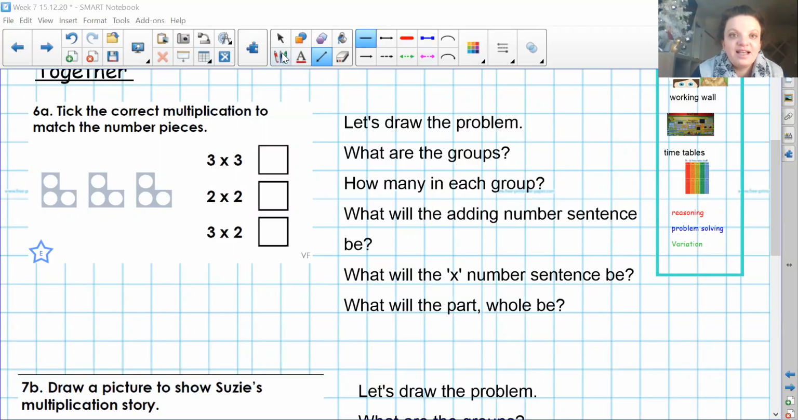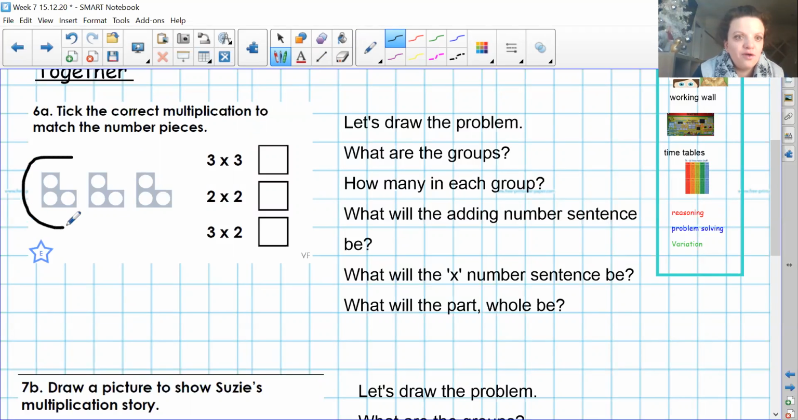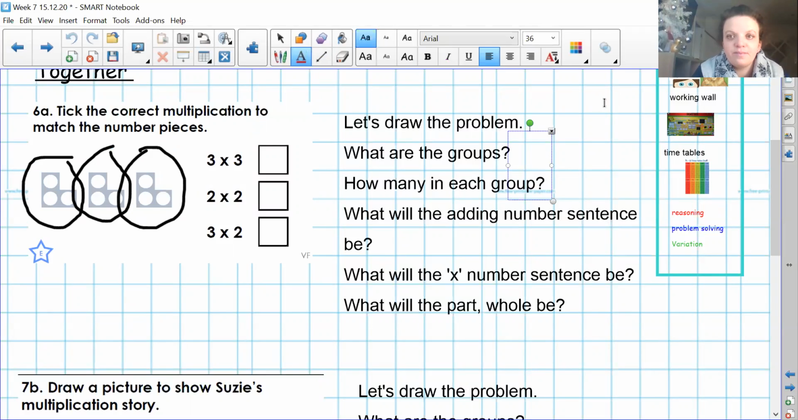Okay, well done. Let's have a little look at, first of all, how many groups I've got and what the groups are. We've got 3 groups because each Numicon piece is a group. So I've got 3 groups. And how many are in each group? So I've got 1, 2, 3, 1, 2, 3, 1, 2, 3 pieces.